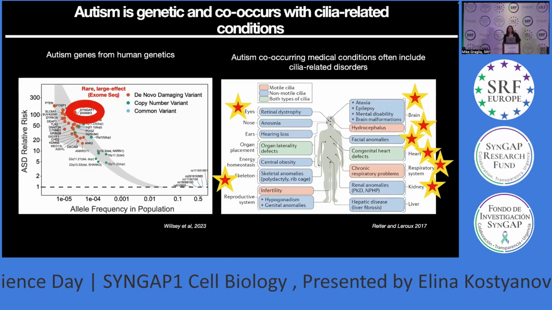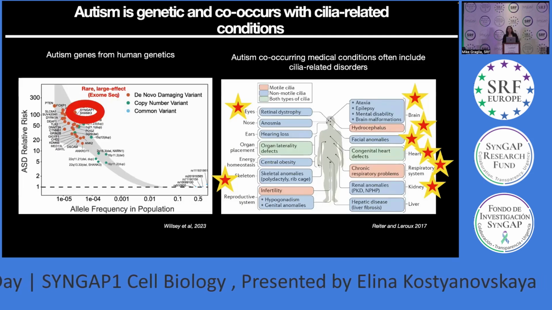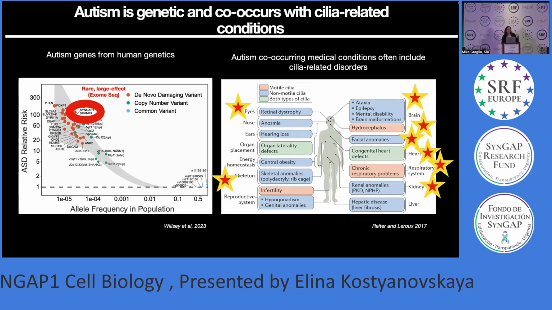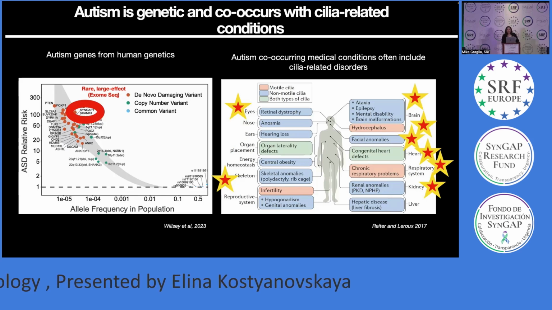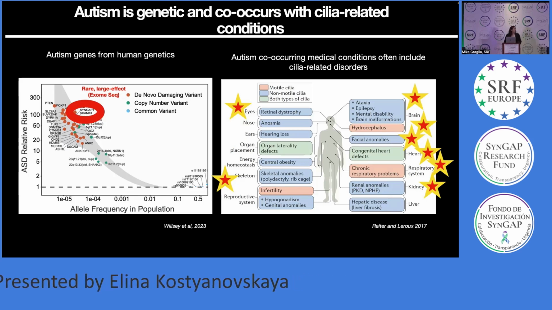So recently, thanks to rare variant-based DNA sequencing, a large number of high-confidence, large-effect autism genes have been identified. And a variant in any one of these top genes increases the likelihood of autism several-fold. SYNGAP1 is one of these high-confidence, large-effect autism genes, and while it has been known that autism commonly co-occurs with cilia-related conditions such as congenital heart disease, hydrocephalus, blindness, epilepsy, and more, the possibility that autism proteins function at the cilium has not been explored.